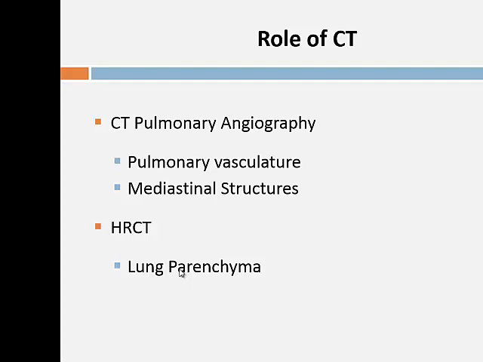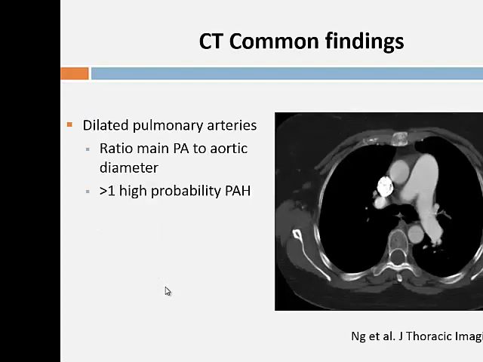CTPA is still helical, unless you've got the 320 where you could potentially do it as a sequential scan. But because you need to chase the bolus, you often do it as a CTPA. So what you look for on the CTPA, in addition to looking for pulmonary arteries, is obviously the ratio of the pulmonary artery to the aorta. So if you've got a ratio of greater than 1, in other words the pulmonary artery is the same size if not bigger than the aorta, then you've got a high probability of pulmonary hypertension.